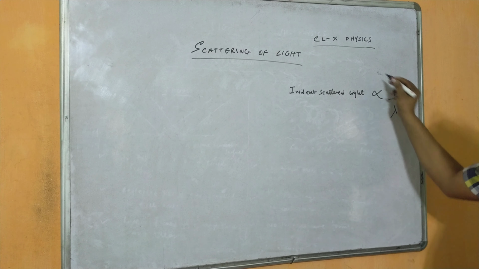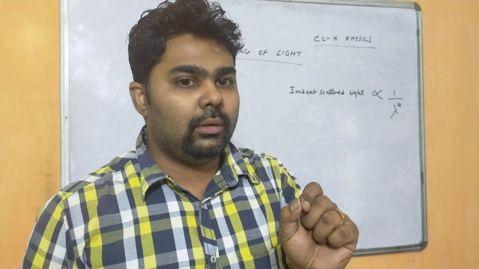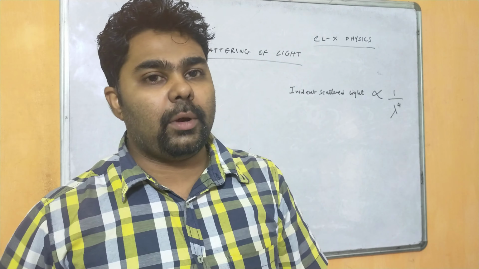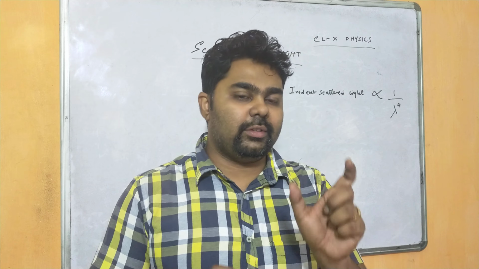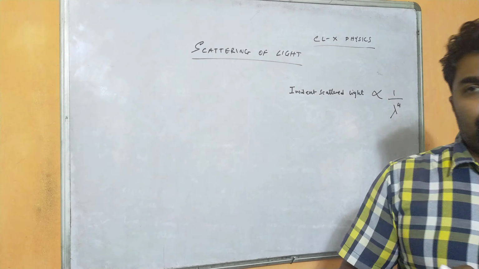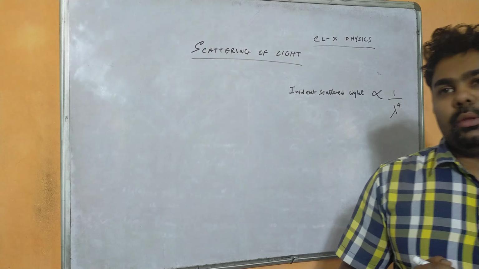So what is actually the scattering of light here? It is the phenomenon in which there is a change in the propagation of light. This is due to the collision with fine particles, that is water droplets, smoke and other suspended particles in the atmosphere. Okay, so this is the definition of scattering of light. So due to this, the scattered light depends upon the size of the particles.